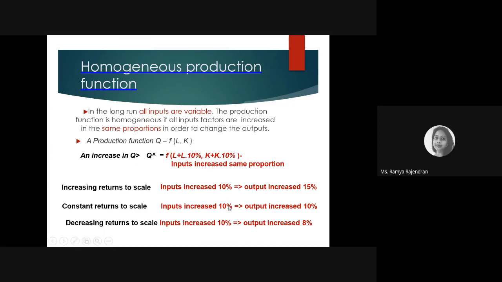Okay, so we'll see what a homogeneous production function and a heterogeneous production function are. When all the inputs are increasing at the same rate, in the same proportion, you call that a homogeneous production function. For example, if land is increasing 10% and capital is also increasing 10%, you call that a homogeneous production function. When your land is increasing 10% but your capital is increasing 20%, then you call that a heterogeneous production function. Here also you have the same thing: increasing returns to scale, decreasing returns to scale, and constant returns to scale.